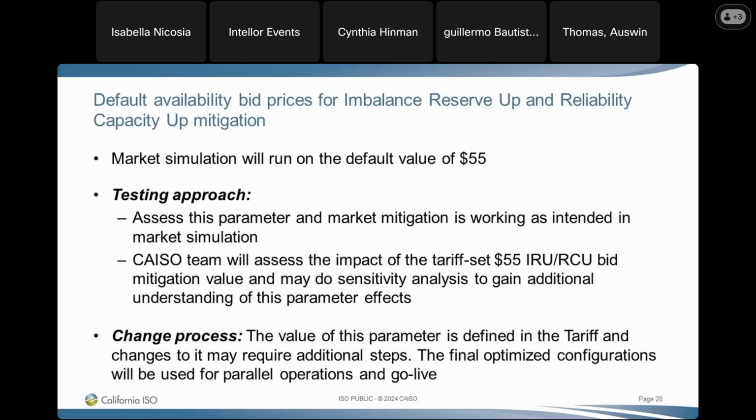Yes, that is part of the scope and usually part of the market simulation scenarios. When it's closer to the market simulation, we will definitely share that with you all. So all of these steps will be captured as part of the scenarios in the market simulation. All right, sounds good. Thank you.